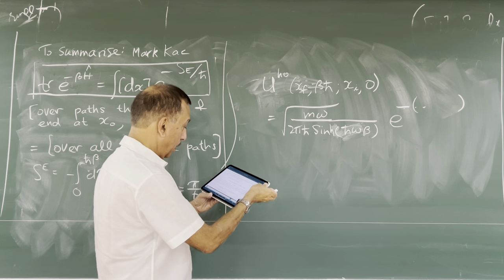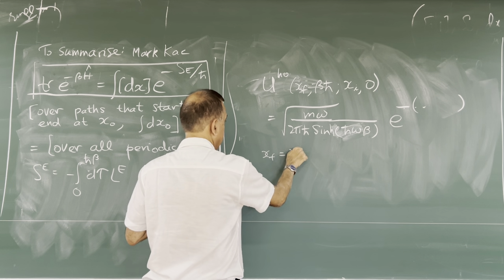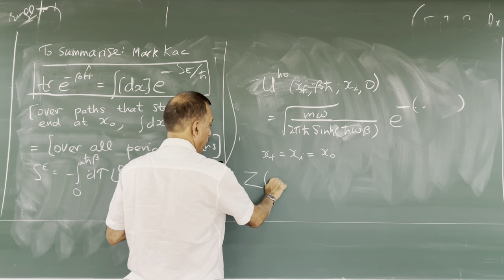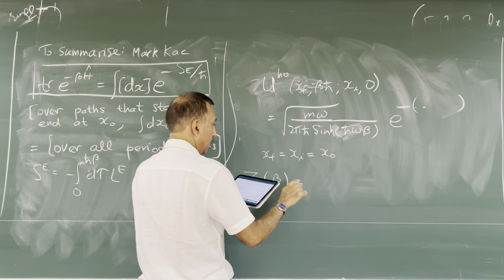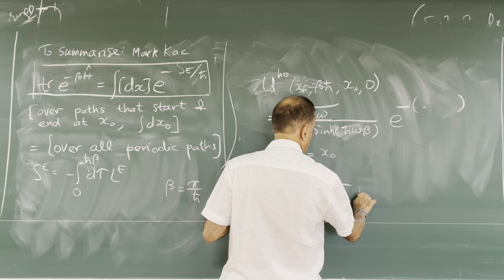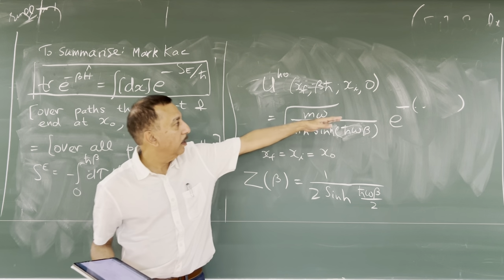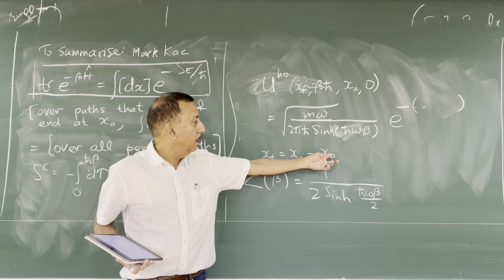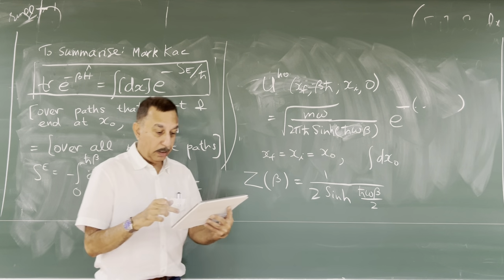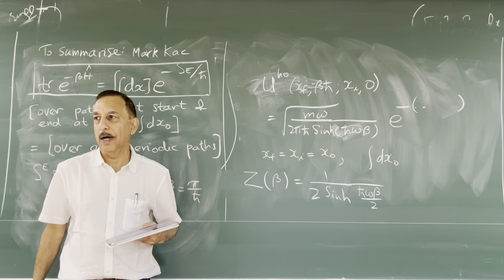Now the wonderful thing is that if I simply set xf equals xi equals x0 and integrate, then I get Z of beta, and I get a shockingly simple answer. When the dust settles, it's 1 over 2 sine hyperbolic of h bar omega beta by 2. So this whole thing with the exponential, I simply set this and I perform the integral over x0, which is Gaussian. I just do it. Everything cancels except that. So that's the partition function of the harmonic oscillator.